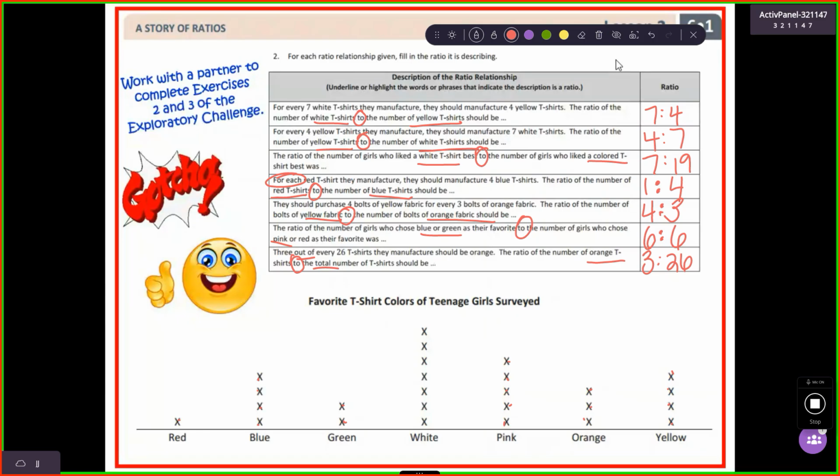Good. This is how it will be on your test. Your first ratio test, okay? You have to know the order. Order matters. Yes.